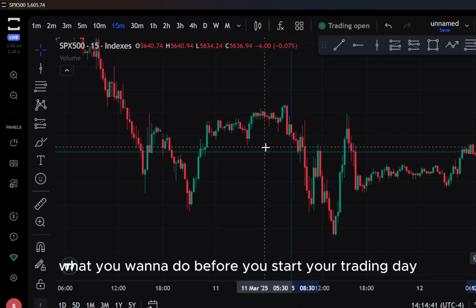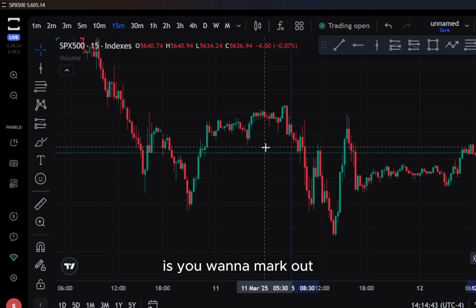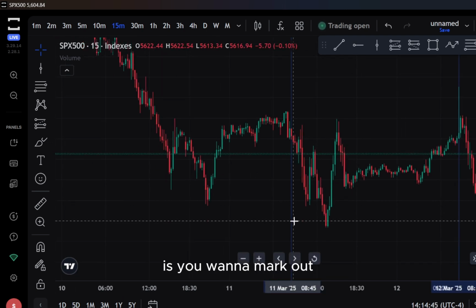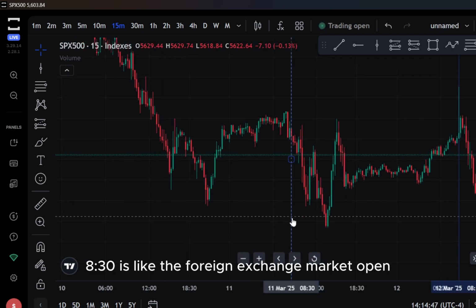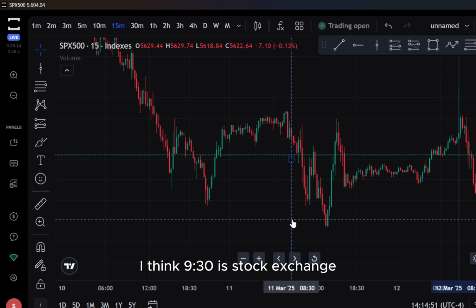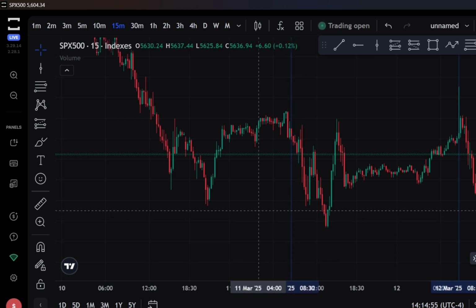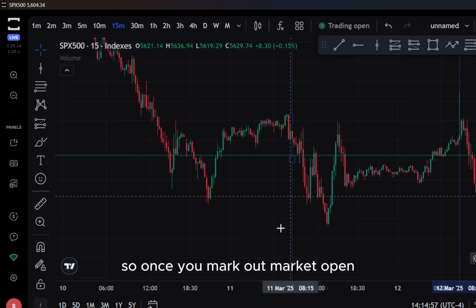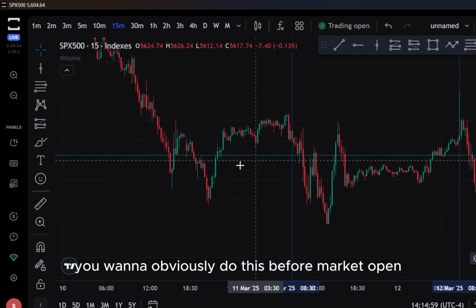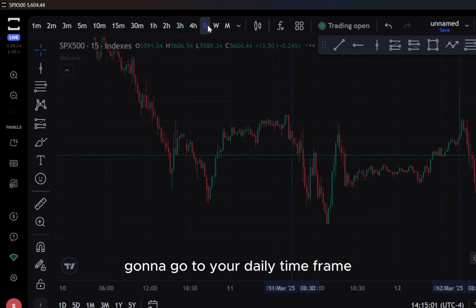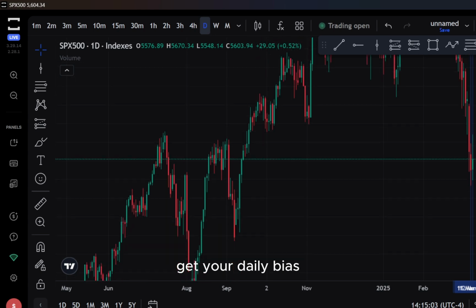Okay, so what you want to do before you start your trading day is mark out market open. 8:30 is like the foreign exchange market open. I think 9:30 is the stock exchange, either or. You can go 8:30, 9:30. So once you mark out market open, which you obviously want to do before market open, you're going to go to your daily time frame and get your daily bias.